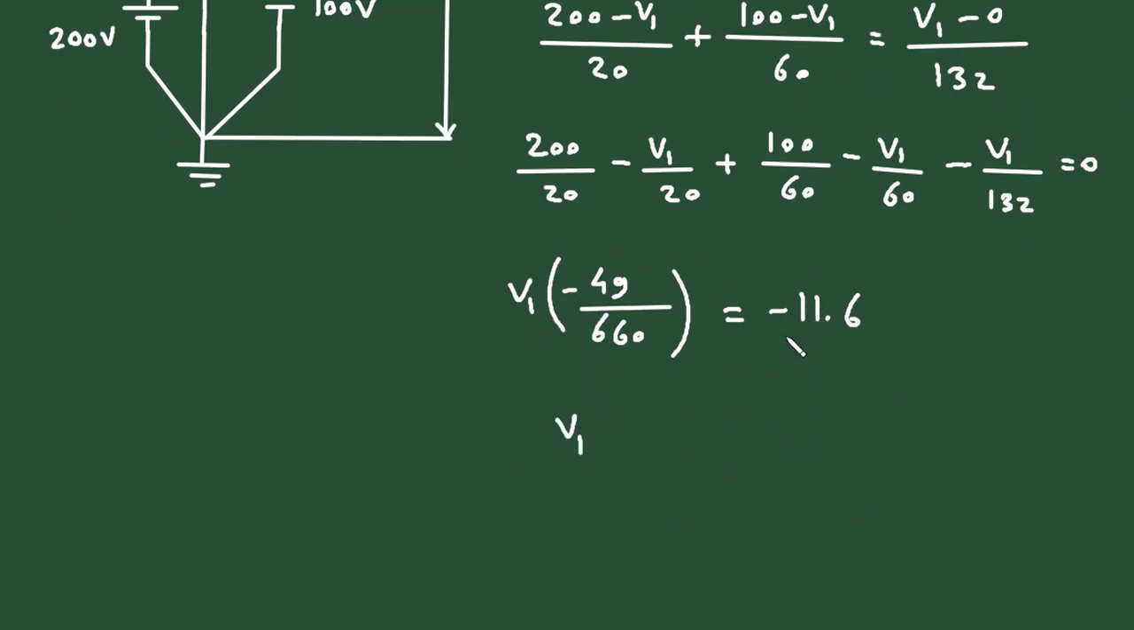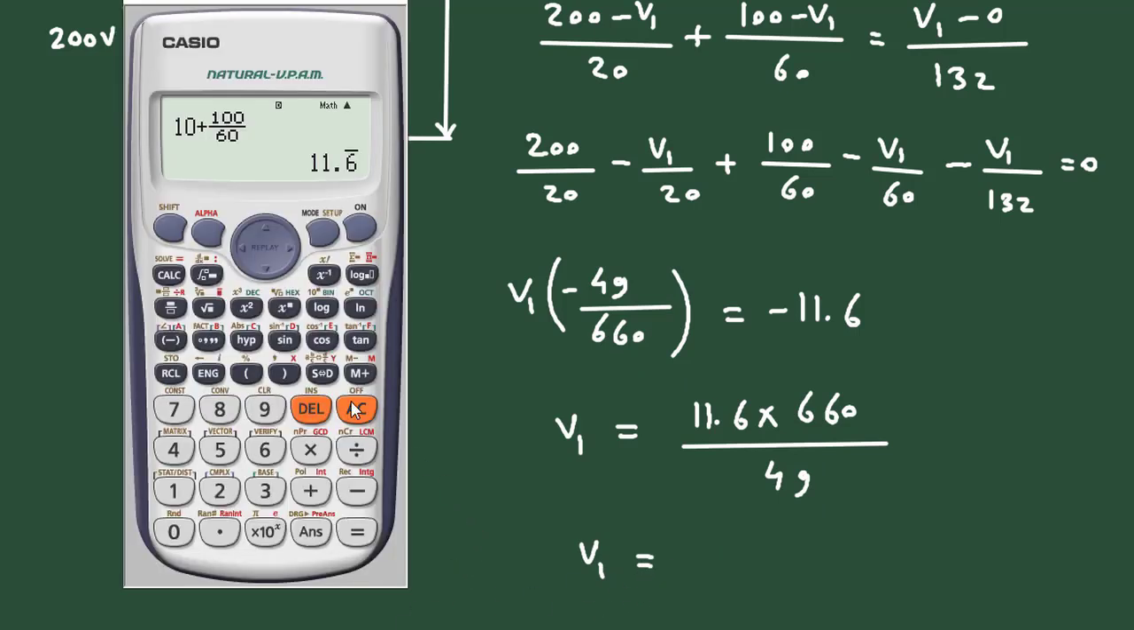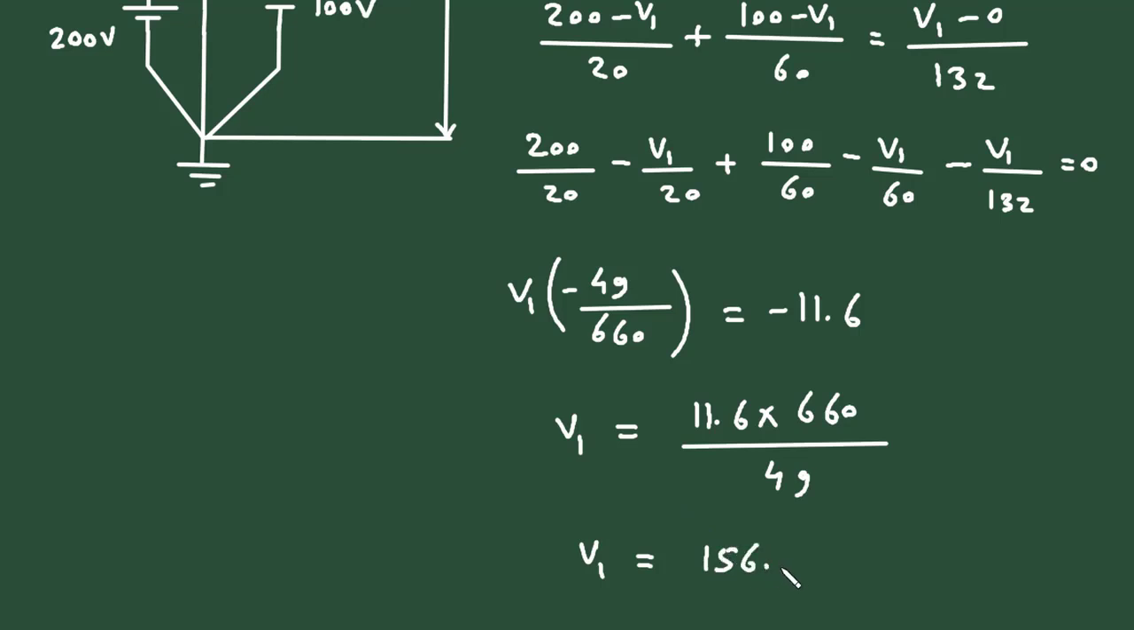This minus and this minus will get cancelled. So V1 is equal to 11.6 multiplied by 660 divided by 49. Therefore, V1 is equal to 11.6 multiplied by 660 divided by 49. So it is 156.24. 156.24 volt is the value of V1.